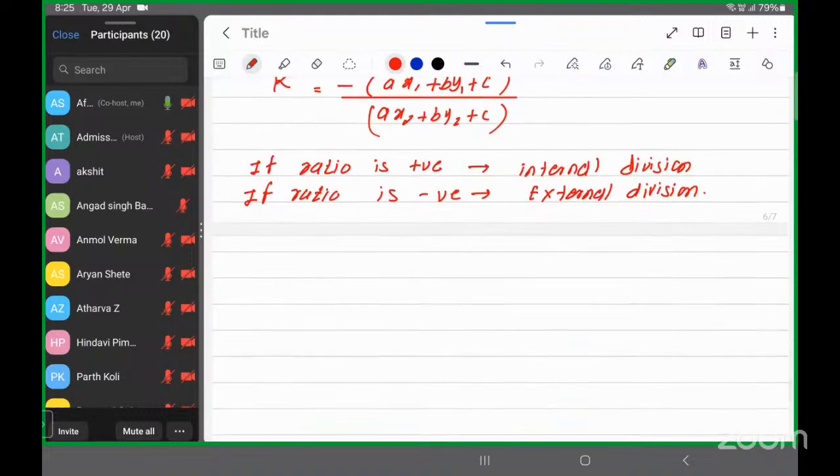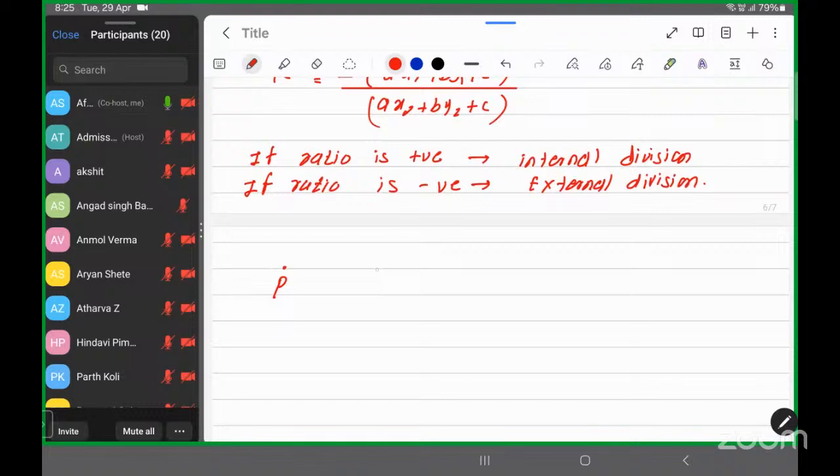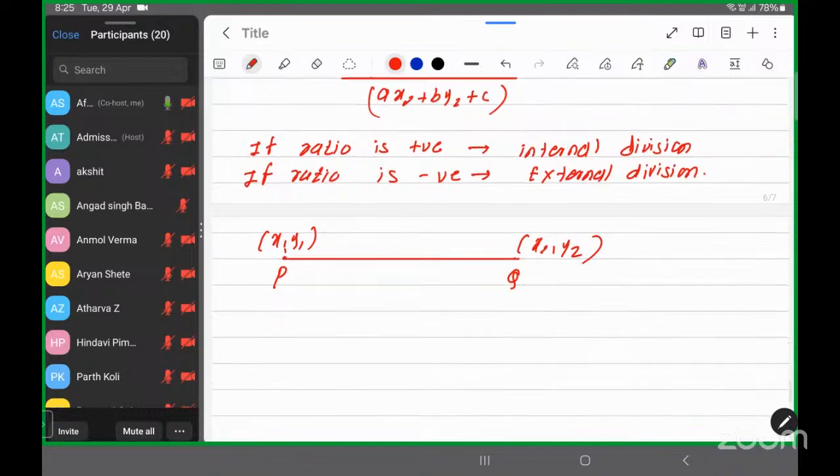Again for the same, say point P and point Q with coordinates (x1, y1) and (x2, y2). It has the line segment, and it divides the x-axis. We need a line to divide now. The x-axis is also a line. So I'm saying that it divides the x-axis in a ratio.